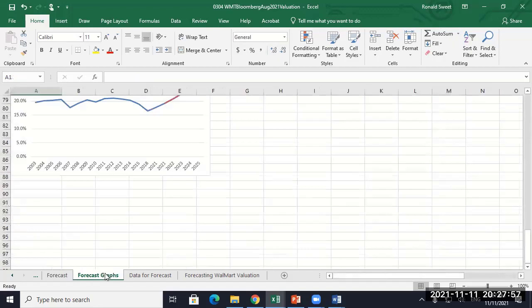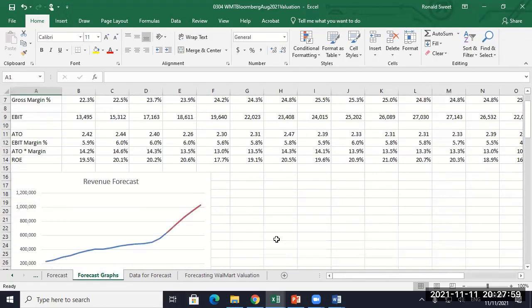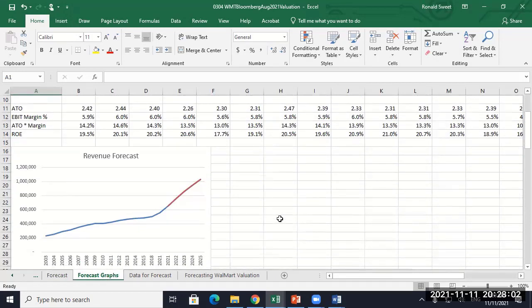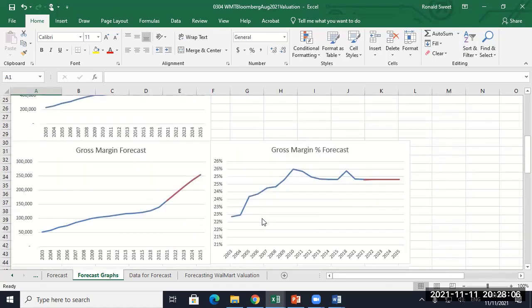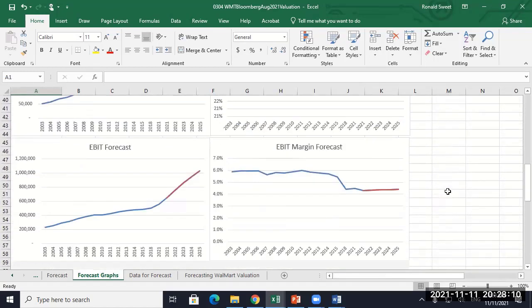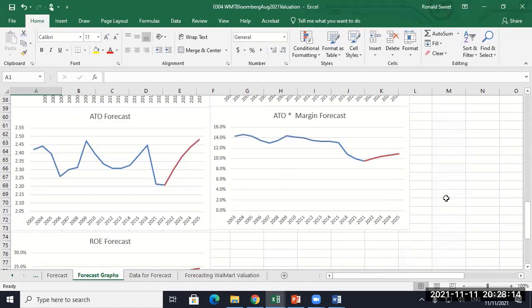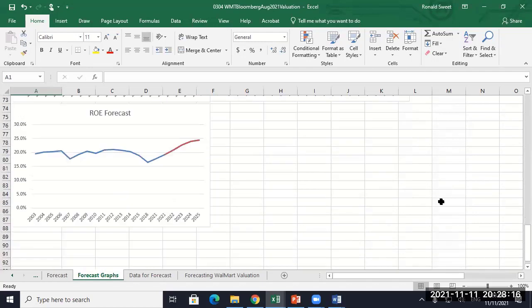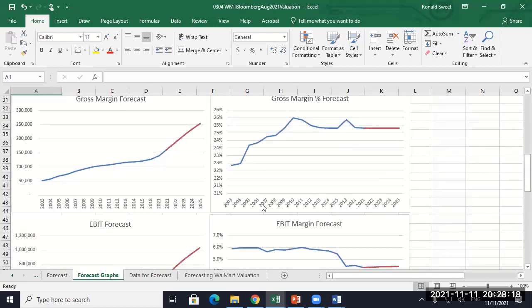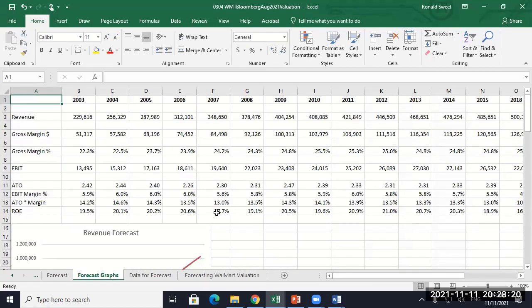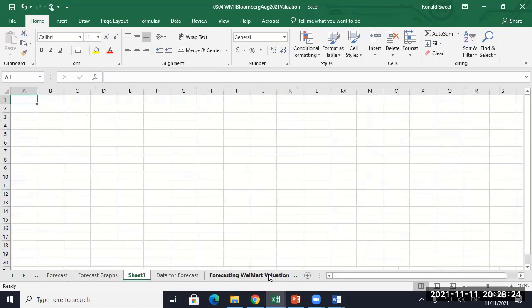My graphs are probably not going to be too good. Would Walmart look like something like that? Wow, we just took over Amazon. Great gross margins going up. Great earnings growth. Great asset turnover. Great ROE. Everything's looking great. It doesn't look ridiculous other than the revenue growth. It looks good. So let's forecast this company.